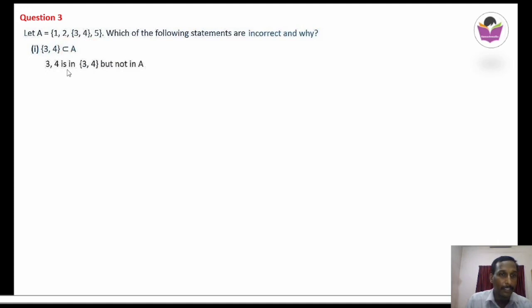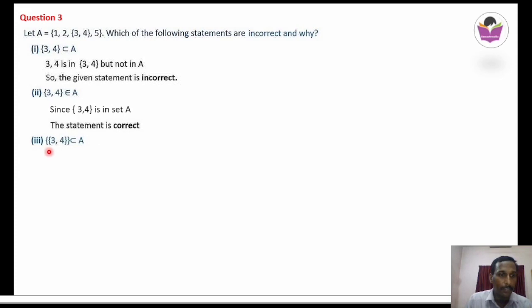Because of that it is an incorrect statement. The reason written is that 3, 4 is in set 3, 4 but not in A. It is there inside this set but not in set A. So this statement is a little bit confusing. Just think as per your logic and make it clear. Then statement number 2: set of 3, 4 is an element of A. Sure, it is set of 3, 4, a single term. Set of 3, 4 is there inside A, so it is an element only. So the statement is correct.